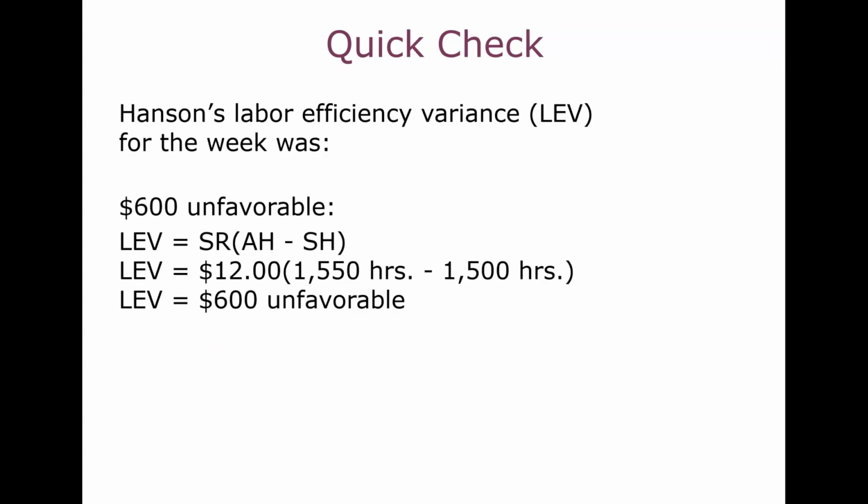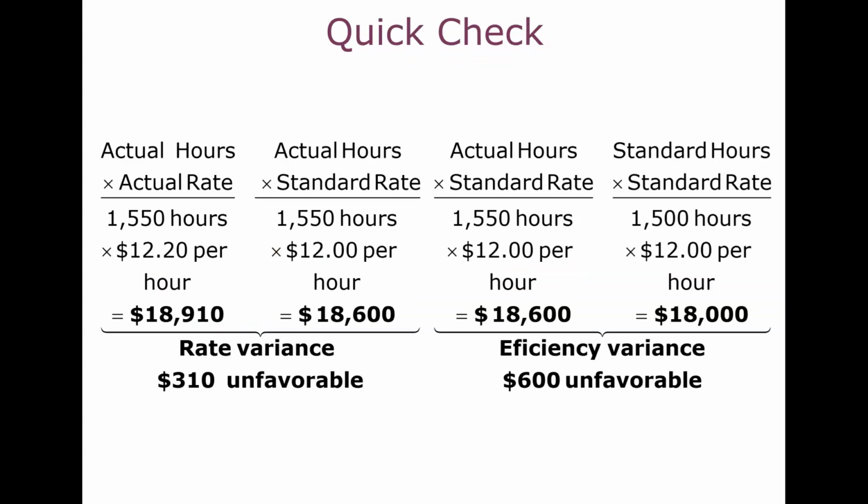Now looking at their efficiency variance. Their actual hours of 1,550 minus the budgeted hours of 1,500. So they used 50 hours more than what was budgeted. Multiply that by the standard rate of $12, and that's $600 unfavorable. This is the general model. You get the same answer, a rate variance of $310 unfavorable, and an efficiency variance of $600 unfavorable. So you can do this either way and you should get the same answer.